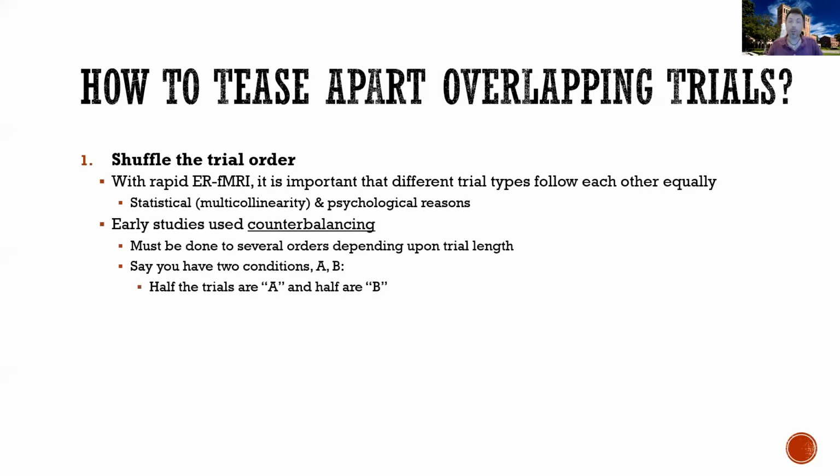Now, in order to actually implement this, the way in which people started doing this is known as counterbalancing. Counterbalancing means shuffling in a systematic way the trials so that they're perfectly counterbalanced. Now, this is great, but it's hard to implement in practice. Let me show you what I mean.